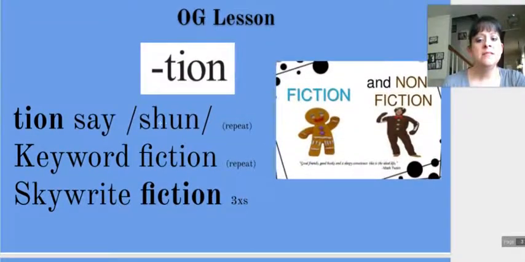So tion says shun. The key word is fiction, and you should know that based on fiction and nonfiction books, right? So fiction is like the gingerbread man, not real, it's false. And nonfiction is when we're learning true facts, right? So for shun, our key word is fiction. And then if we write fiction, we would write fiction. And you are going to practice writing that, right?